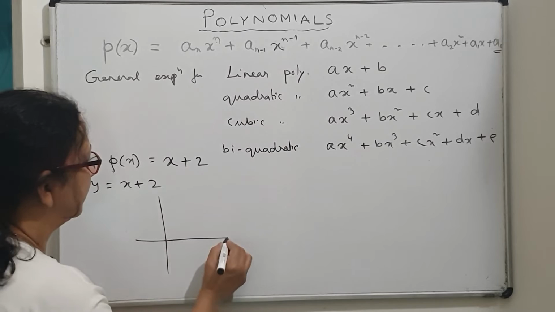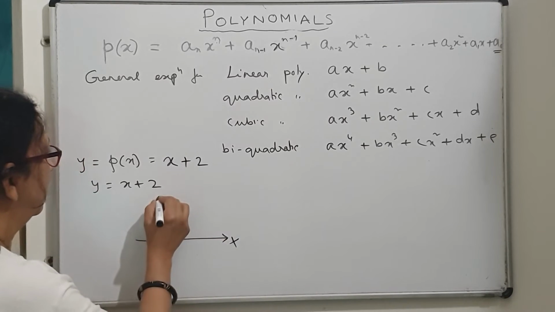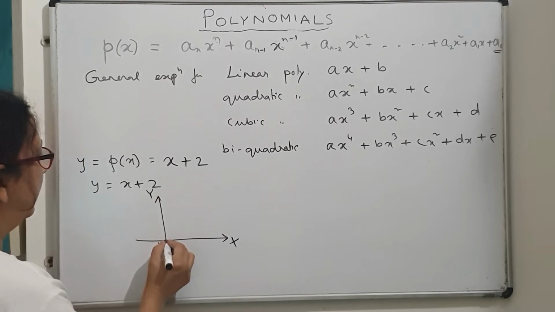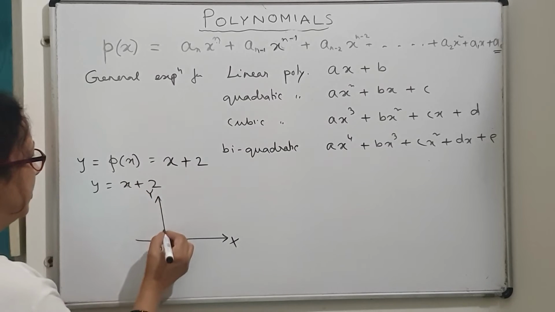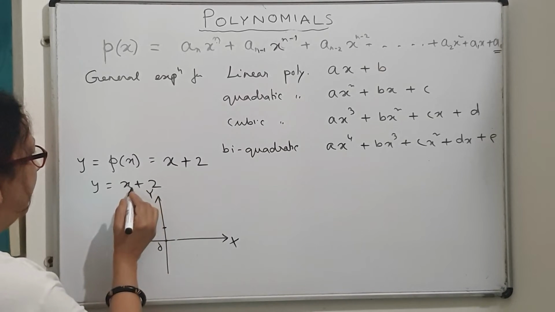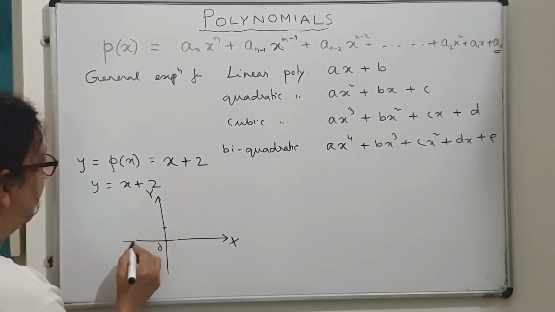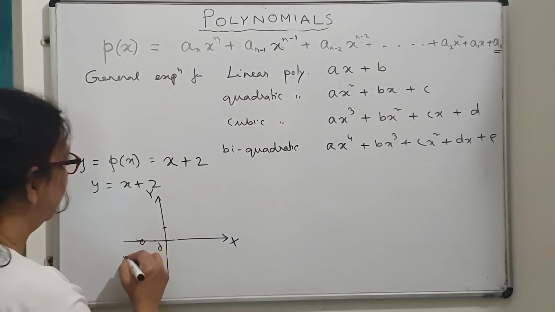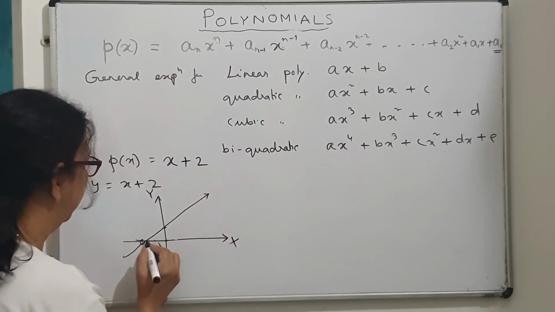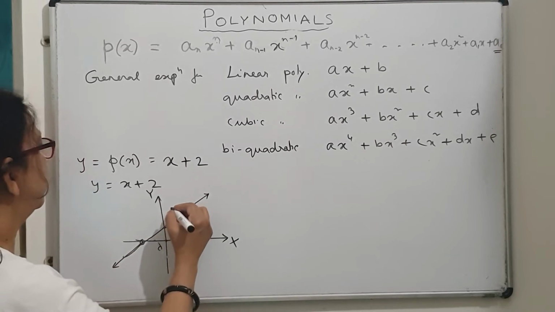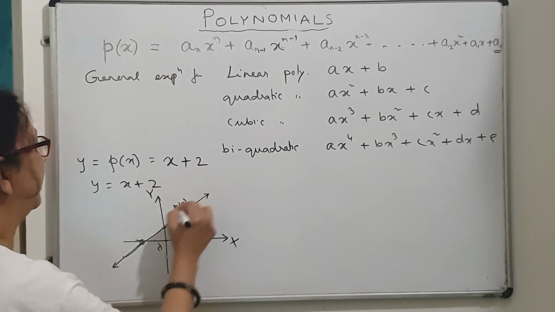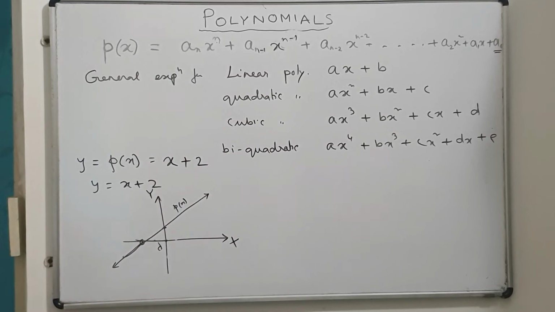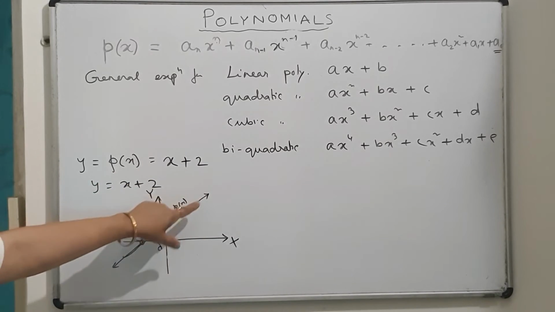If I plot the graph, when x is 0, y is 2, somewhere here. When x is minus 2, y is 0, so it is like this. So we will be getting a line like this. This is your graph of p(x). So any polynomial can be expressed graphically.